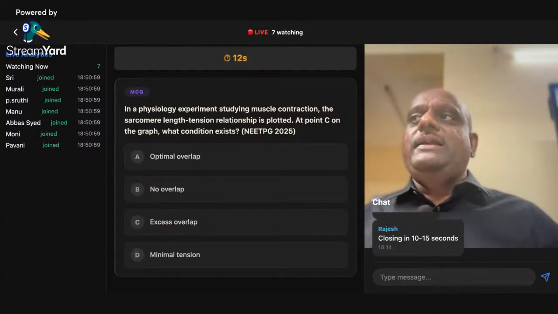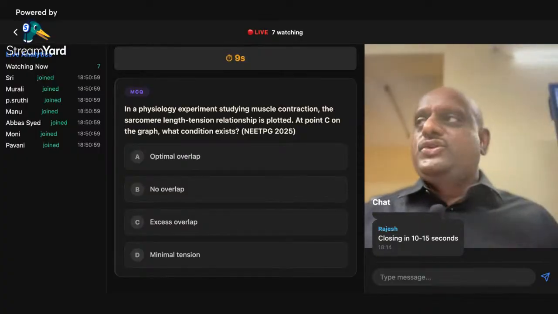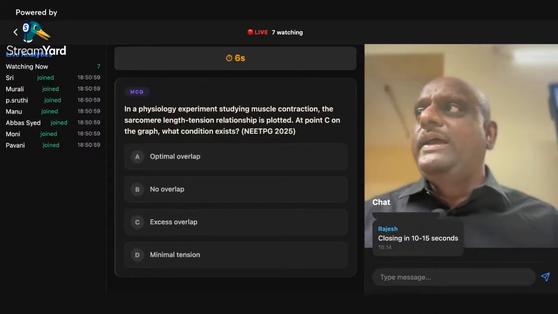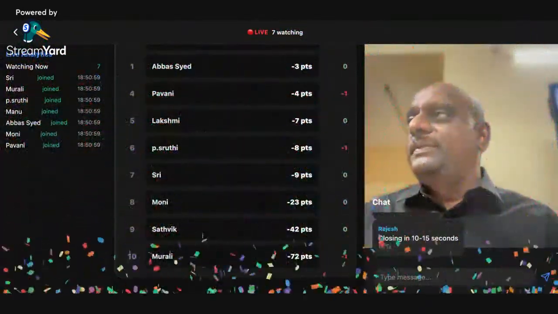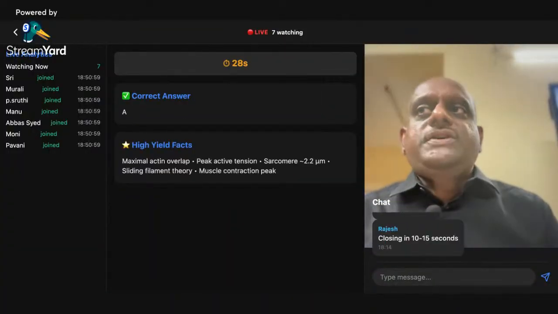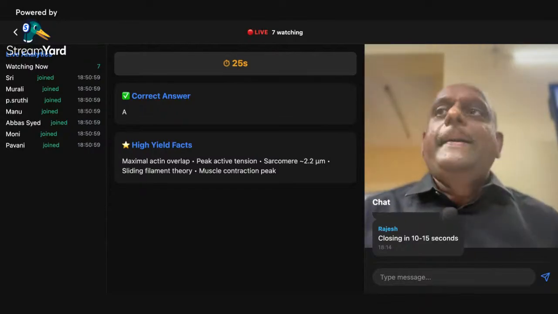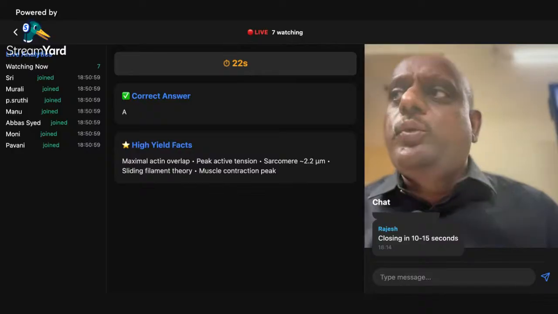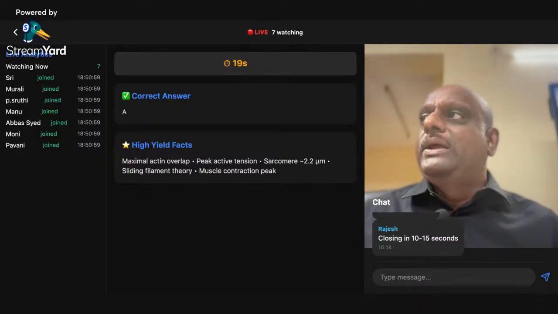So the sarcomere length-tension relationship is plotted. Actually, sorry, the image is missing. Next time I'll add images. Okay. So the point over here is maximum active overlap, peak active tension. Sarcomere length is 2.2 micrometer, which is what we need to remember.